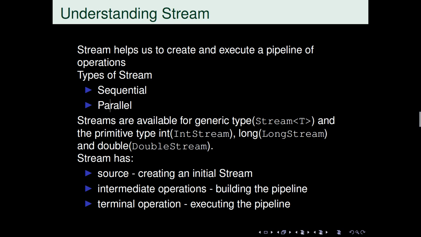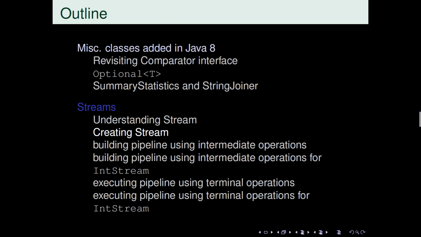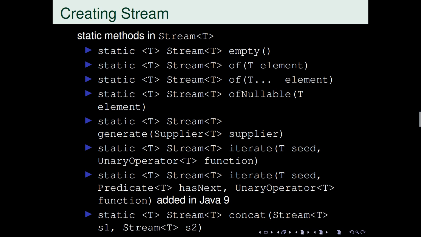So: source, intermediate operation, and terminal operation. This is the outline which has come here. Static methods: how to create a stream. An empty stream can be created, with multiple elements, from an array. You can have a supplier, you can have an iterator. These are methods which have been provided in the Stream interface. Stream is part of the java.util.stream package.